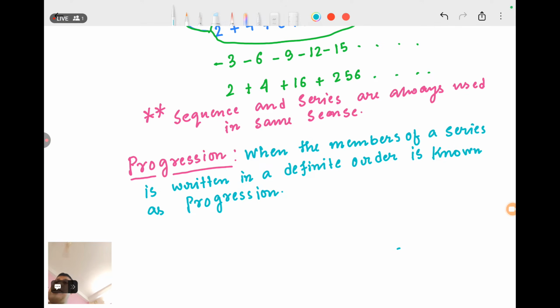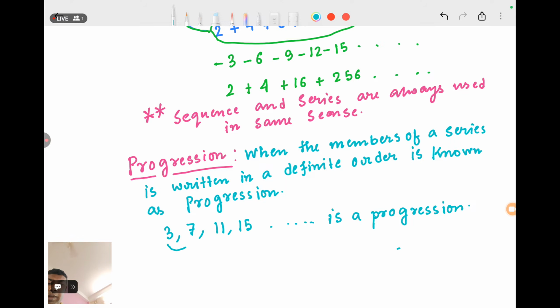So have you understood what is the meaning of progression? So we can give an example. Now I will give you an example of progression, like 3, 7, 11, 15 and so on is a progression. So how is it a progression?